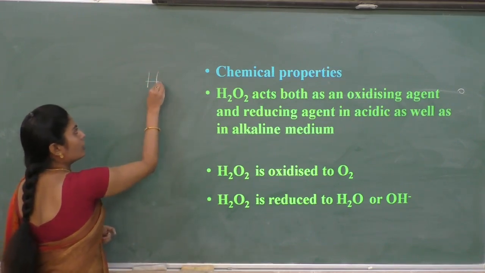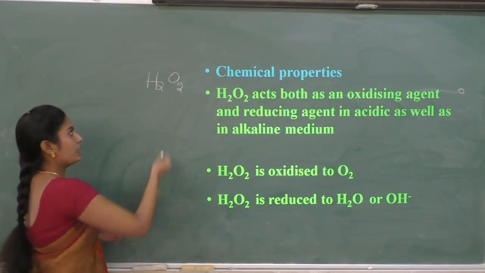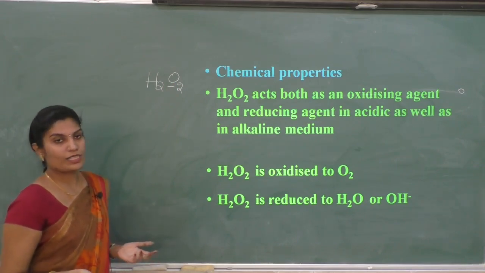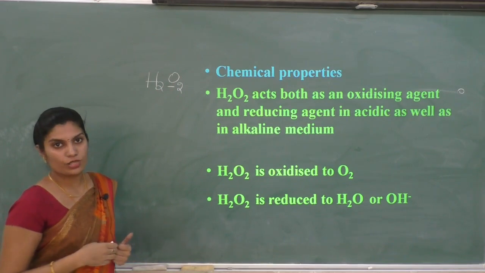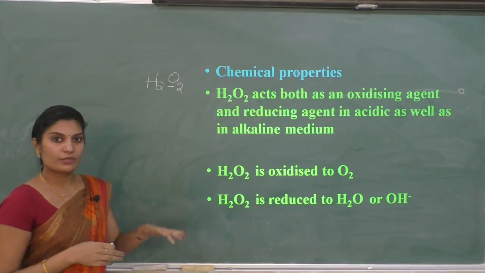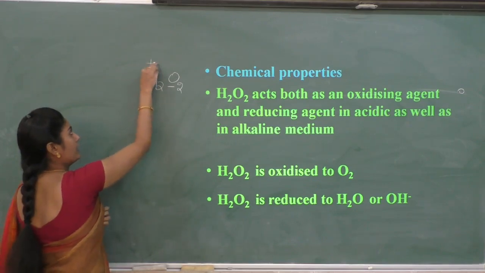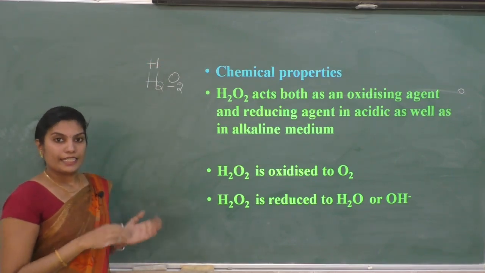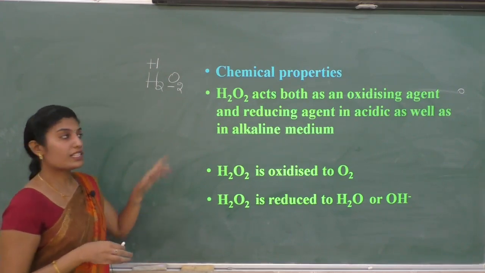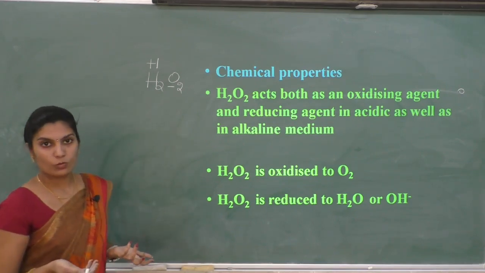If you want to calculate the oxidation state of oxygen, what is the oxidation state of oxygen in hydrogen peroxide? We don't know the oxidation state of the oxygen in hydrogen peroxide. But we know the oxidation state of hydrogen. When hydrogen is present with a more electronegative element, its oxidation state will be +1. It can have +1 as well as -1 oxidation state.